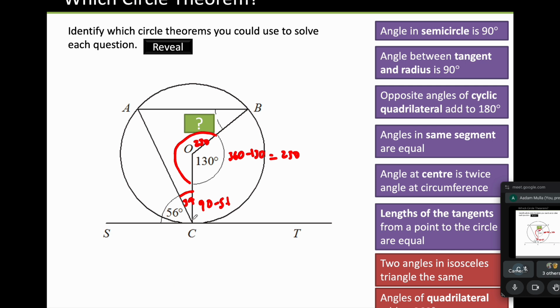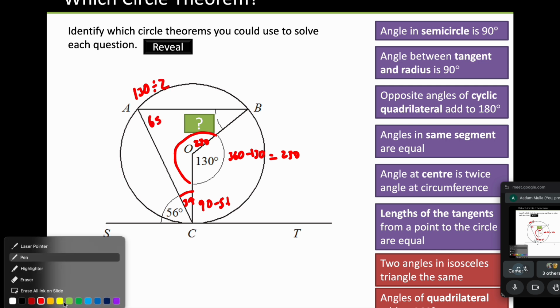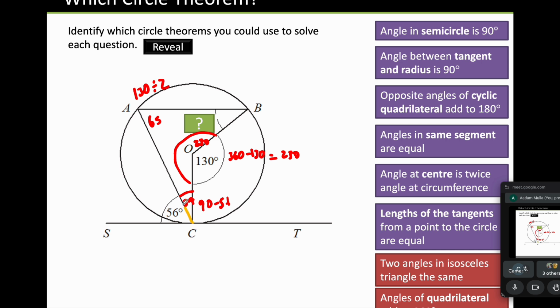Then if you take a look, here we've got this arrowhead shape. So this angle is going to be double this angle. So 130 divided by 2, which is 65. And then the last one, I think this is a little bit tricky to spot, but we've got a four-sided shape here.